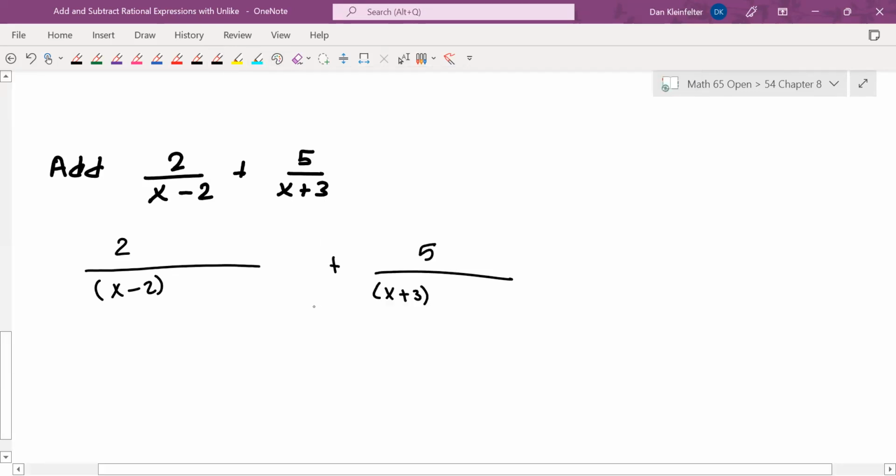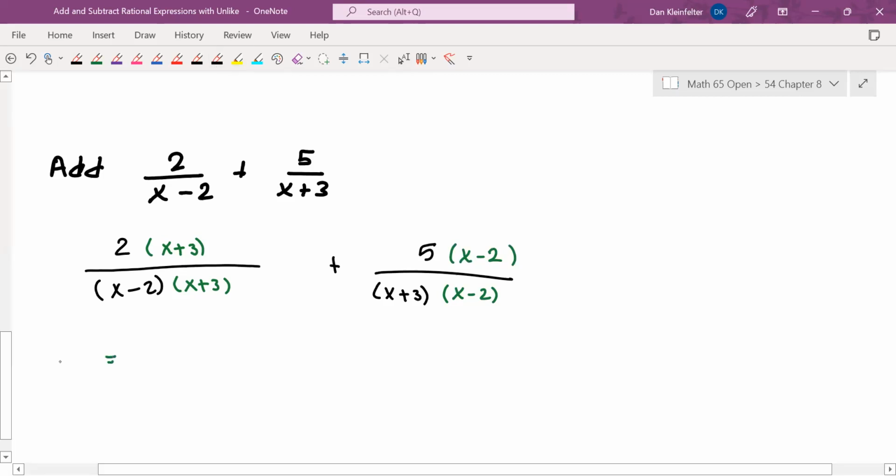The first fraction's denominator does not have the x plus 3, so we're going to multiply the top and bottom by that x plus 3. The second fraction didn't have the x minus 2, so we're going to multiply the top and bottom by x minus 2.